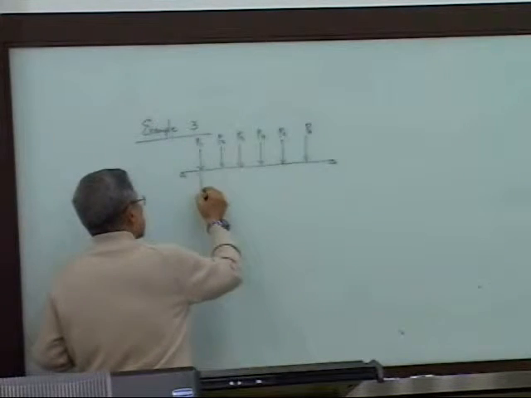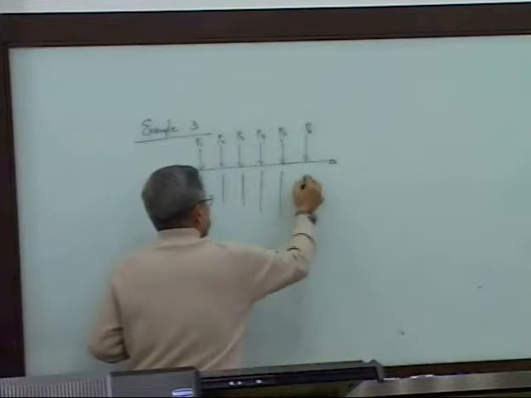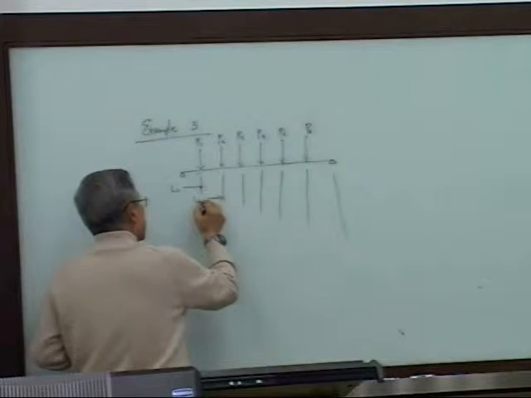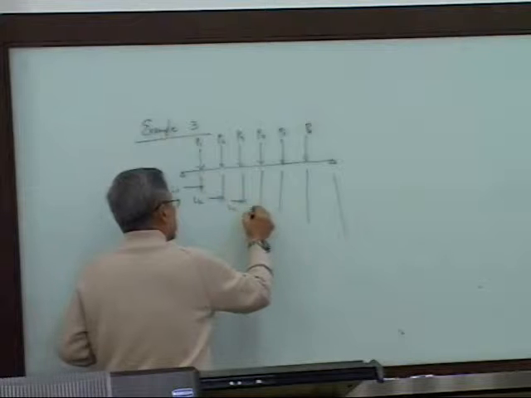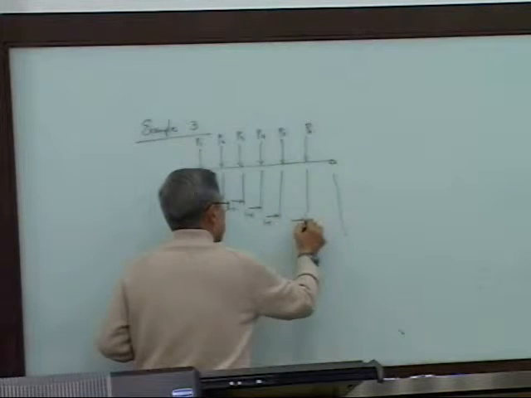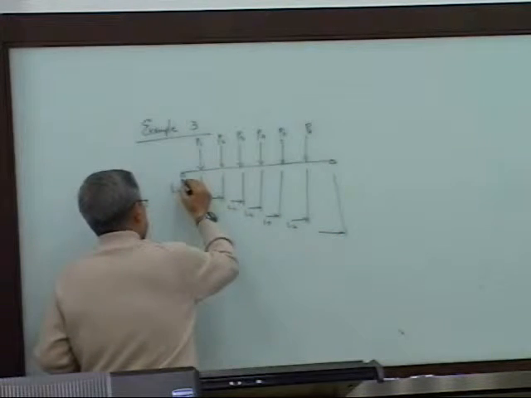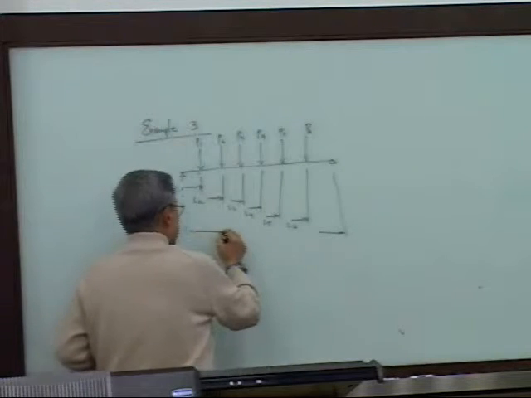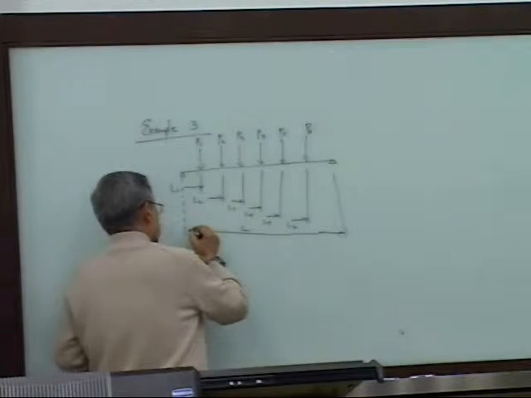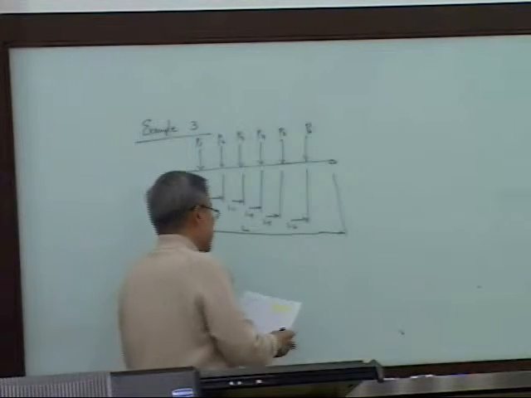So then the dimension is random. So this is L1, L2, L3, L4, L5, L6, and this L is the span of the P. This is just to say L. Everything is random. All dimensions are random.